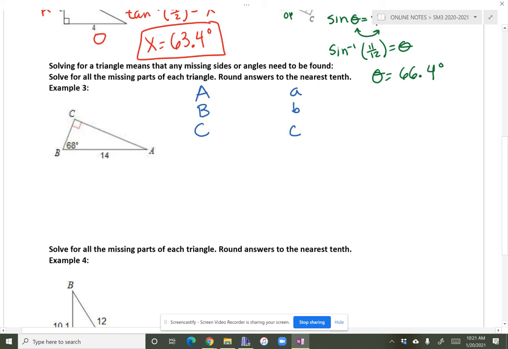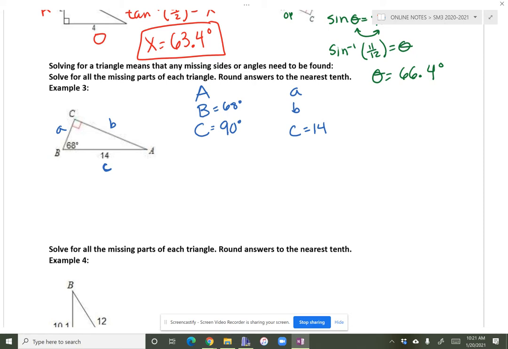It already has A, B, and C, so I'm going to label my sides that go with it. And then I'm going to fill in the information that I know. Big C is always going to be 90 degrees for the stuff we're doing right now. And we have little c, which is 14. And then we have B, which is 68. And then we don't have anything else. You'll always be given 3 pieces of information.